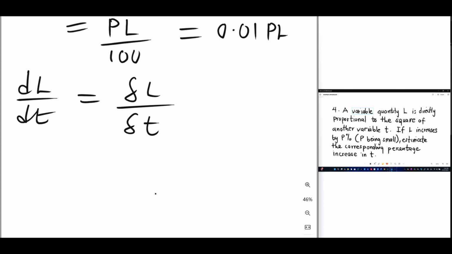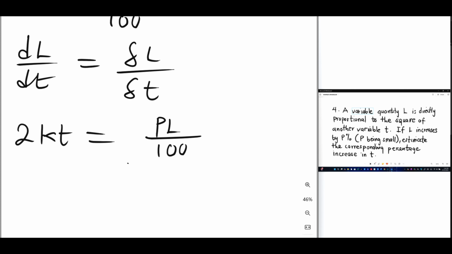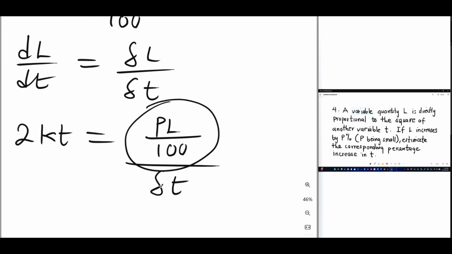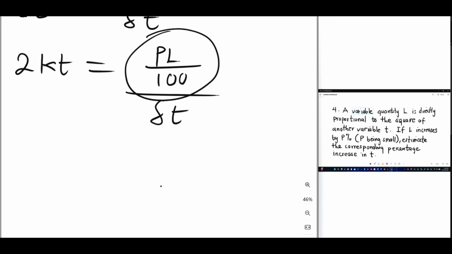So we know the L dt to be 2KT, sorry, there's K here, 2KT, all right, equal to PL divided by 100 divided by the small change in T, right? This is the small change in the L, all right? So we need to make small change in T the subject.